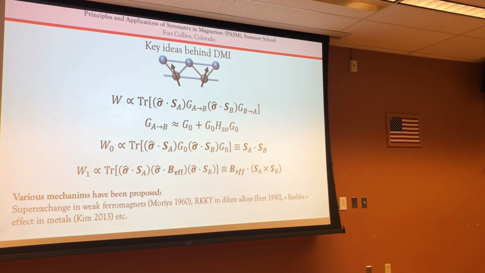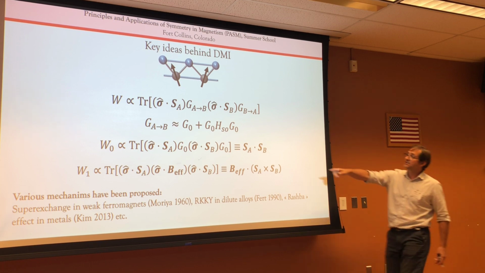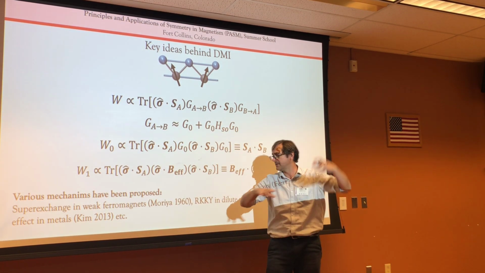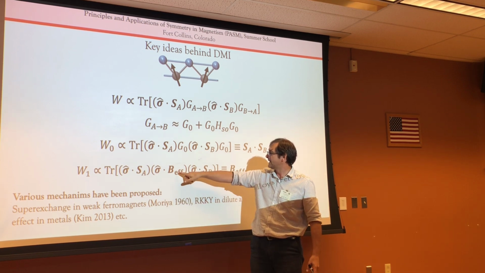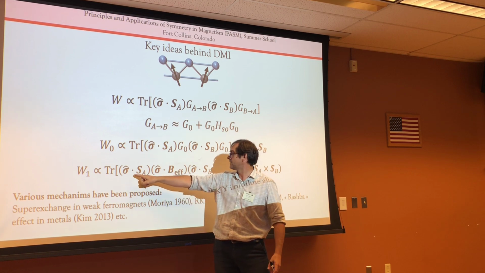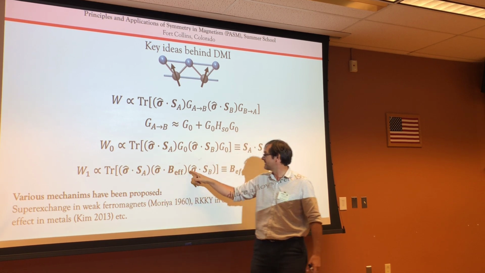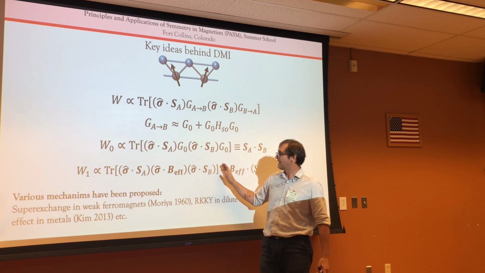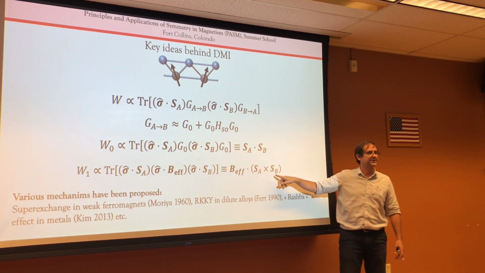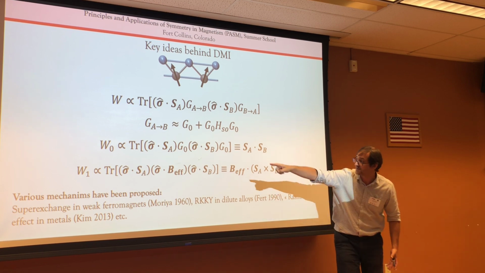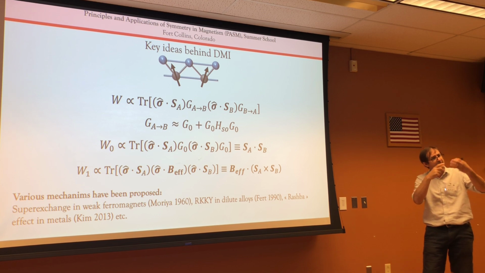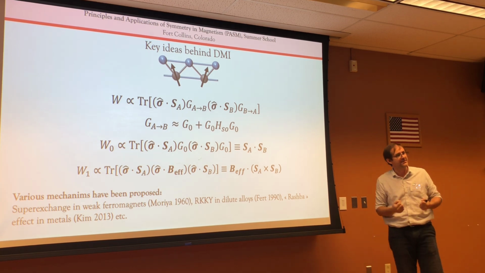Now, if you look at the first order in spin-orbit coupling, the spin-orbit coupling will be sigma dot some effective field. This is what we saw in the previous lecture. In this case, you have this trace to take into account: sigma dot S_A, sigma dot B, sigma dot B, S_B, and we take the trace. What you get is this nice cross product, which is nothing but the Dzyaloshinskii-Moriya interaction that I showed you previously. This is just to give you some microscopic feeling for where this is coming from.